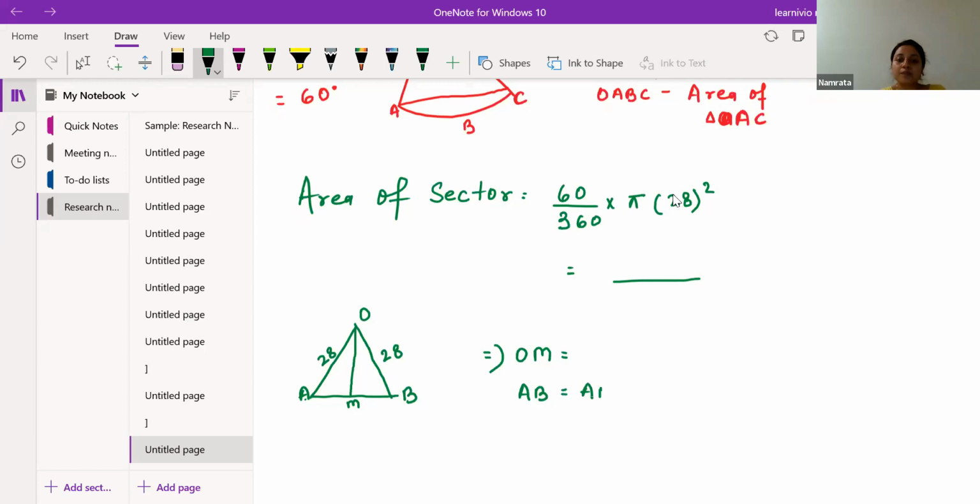So we can take any one of the triangles, but we know AB is equal to AM plus MB, which are exactly the same in length, right? Because we are dropping a perpendicular bisector. So the angle is getting bisected, the length is getting bisected. So AM plus MB, and we also know that both are the same. Okay. So OM we can find by using the trigonometric ratio. Which trigonometric ratio can be used to find OM? Anyone?